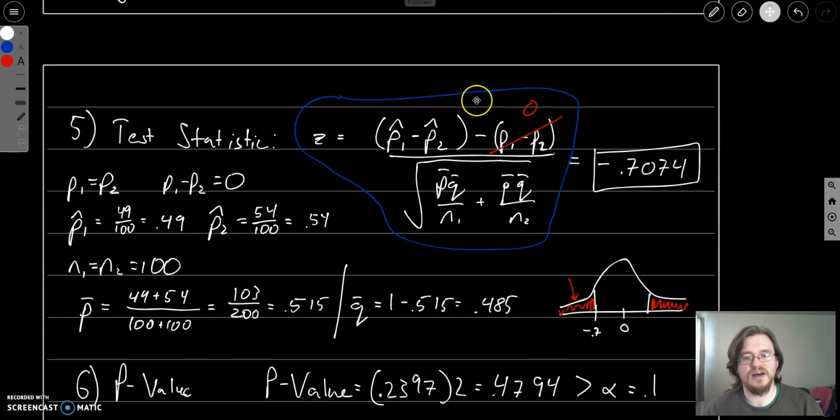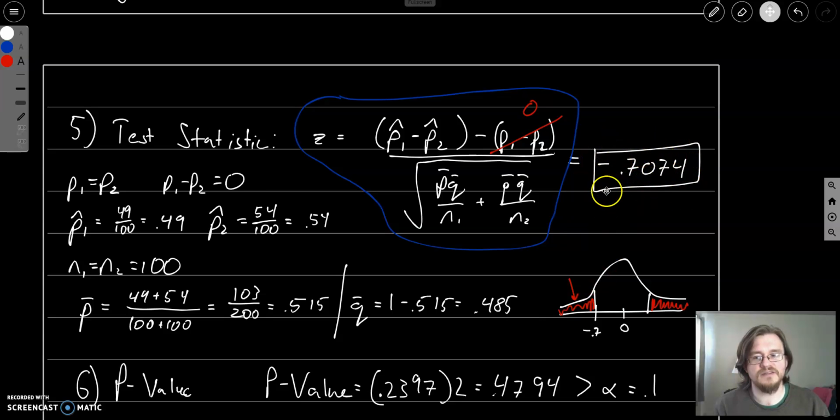Our test statistic, we had this big formula here that involved P1 hat and P2 hat, which are the proportions that we found in the samples. P1 and P2 are the actual proportions for the two quarters, and what we're doing is testing whether or not they're equal. And if they are equal, if you subtract them from one another, you get 0. And P bar and Q bar are the pooled parameters. So for P bar, we had 49 and 54 heads flipped on both quarters, and we flipped them both 100 times. So that's 51.5% of the time we flipped heads, and this is pooled between the two quarters.